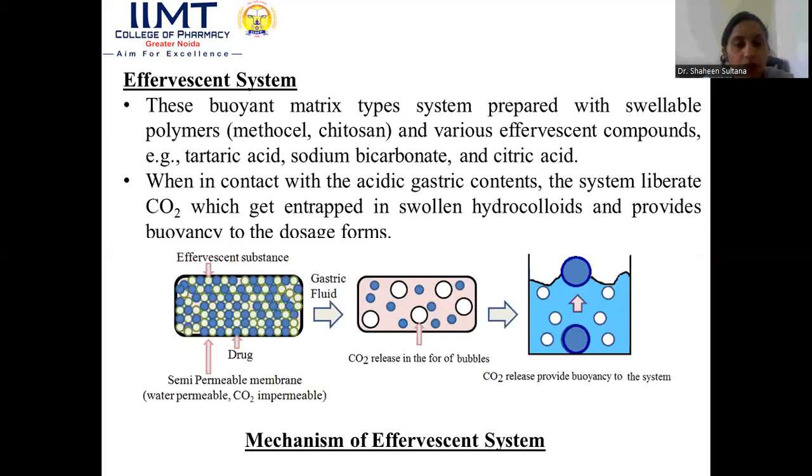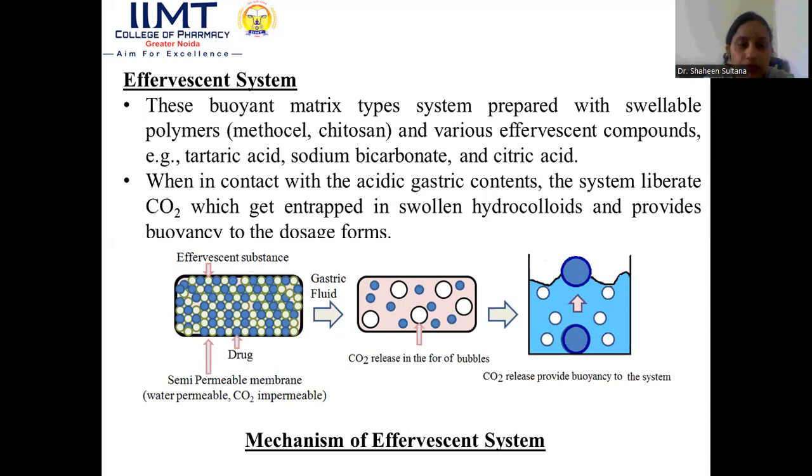Now, when we talk about the effervescent system, these are floating matrix systems prepared with a swellable polymer such as methocel or chitosan and various effervescent compounds such as tartaric acid, sodium bicarbonate, and citric acid. When this type of dosage form comes in contact with the gastric content, the system liberates carbon dioxide, which gets entrapped in the swollen hydrocolloid, which provides buoyancy to the dosage form.